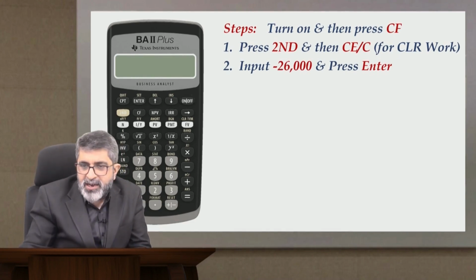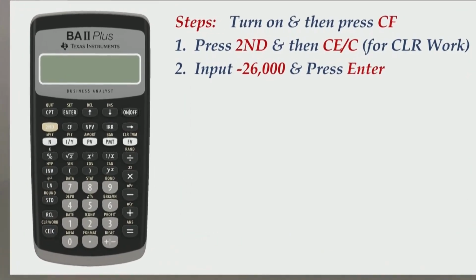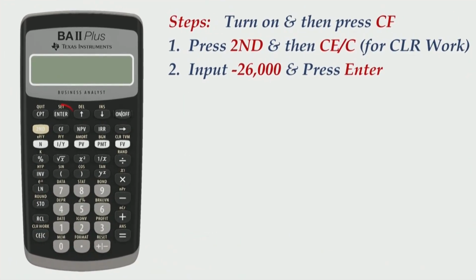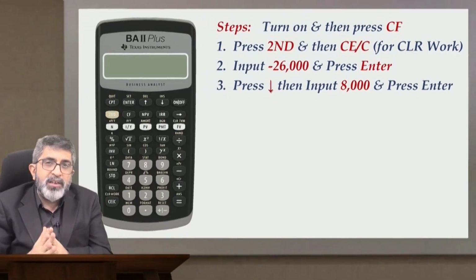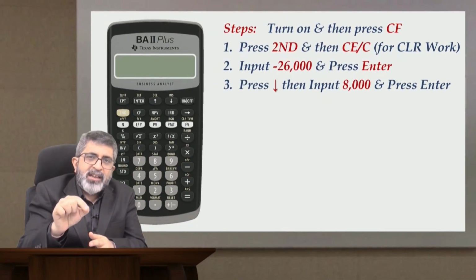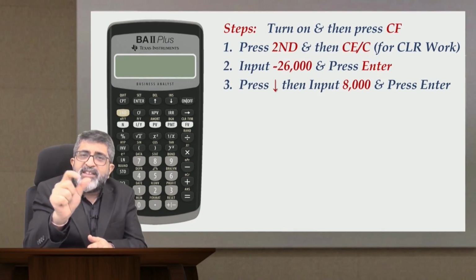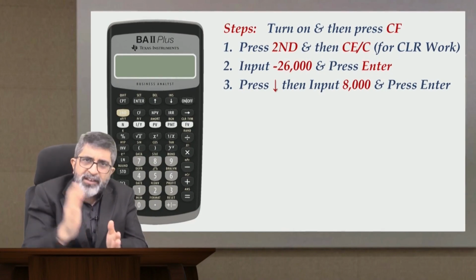So let me guide you in detail with the calculator steps. So input negative 26,000 and press enter. Thereafter, press the downward arrow key once, then input 8,000 for cash flow of the first year and press enter. Now you know one thing, after you input the cash flow of the first year as 8,000, I am sure you can recollect how we have learned earlier. The moment you enter the cash flow first year, it will store it as C01 equals 8,000.